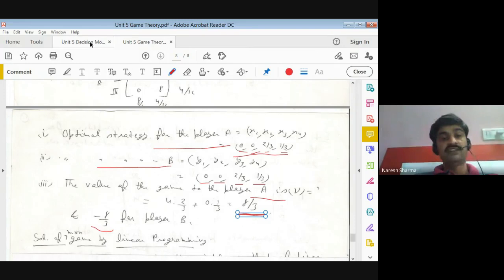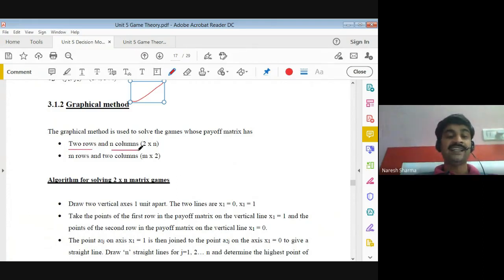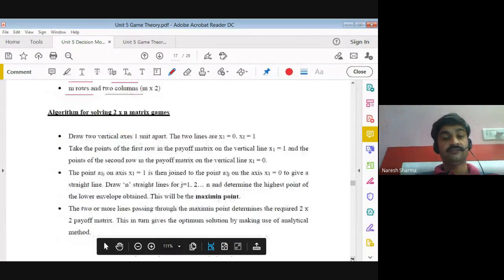Now we can discuss another way to find the value of the game. That is the graphical method. In the graphical method, we use it only when we have 2 rows and any number of columns, say n columns, or similarly m rows and 2 columns, right? So what do we do in that? It is a simple method. I will directly discuss the example here.